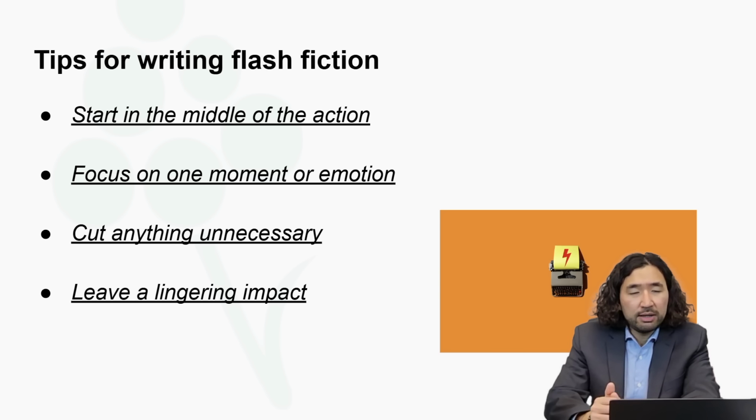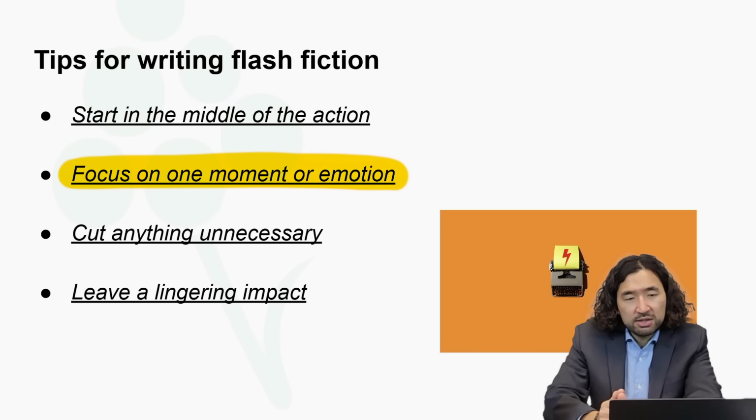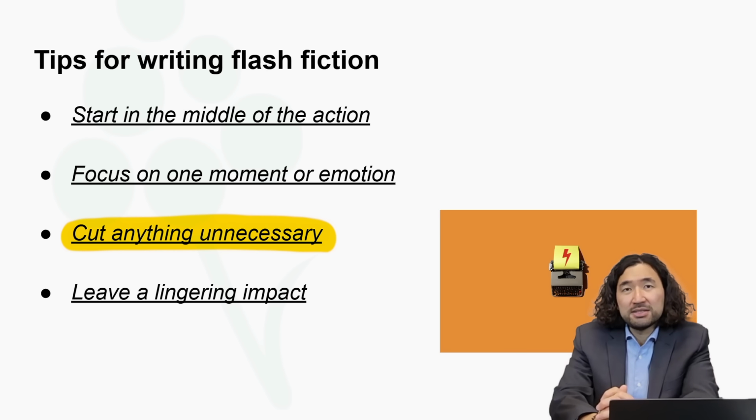A few tips for writing flash fiction. First, try to start in the middle of the action. You don't have to start from the beginning. We don't need a long introduction or grabber. Just get right to the middle of the action. It's okay for flash fiction to do so. Second tip, focus on one moment or one emotion. Do not try to diversify or capture too many emotions or moments at a time. Try to cut anything unnecessary. This is obvious because we don't have many words, so we don't have much space. Highlight only the words that matter.